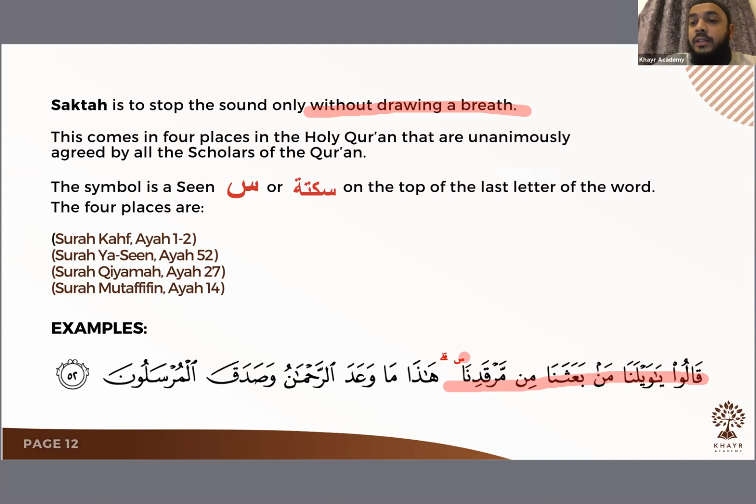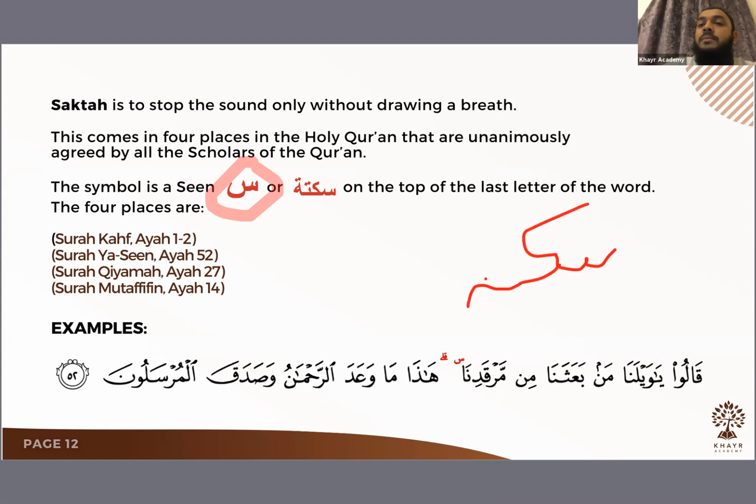The symbol of sakta is a small sin. Sometimes you get this sin in some copies of the Quran, and in other copies you will see a word like this, sakta, written out. Sakta comes only in 4 places in the Quran.